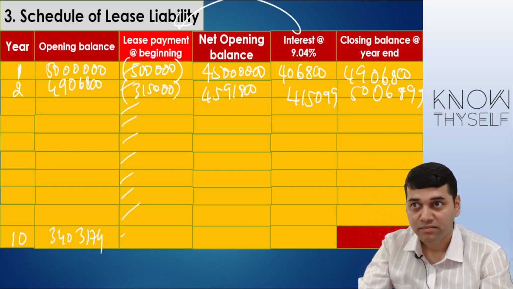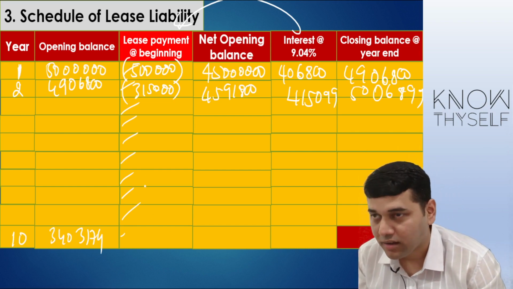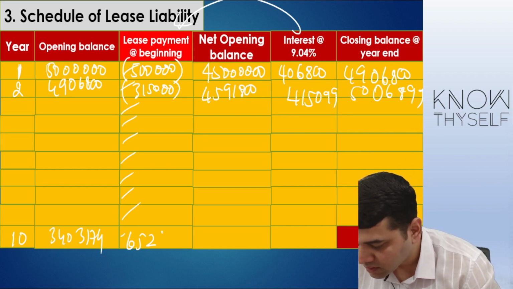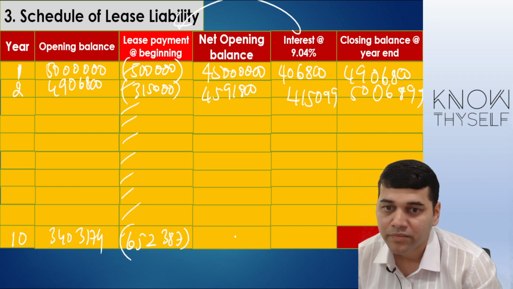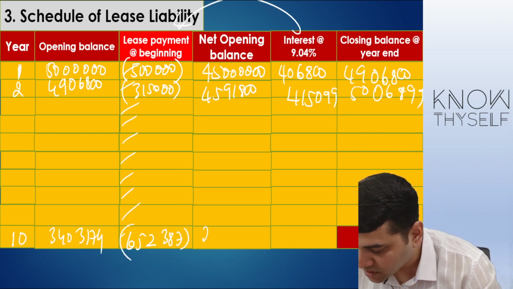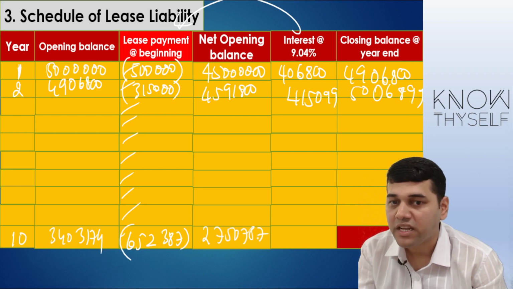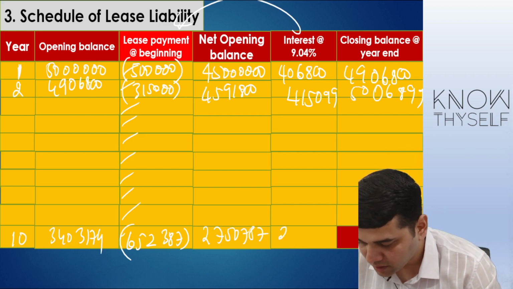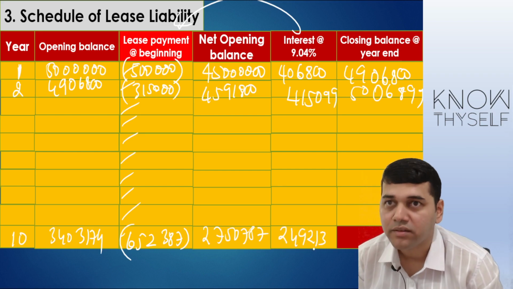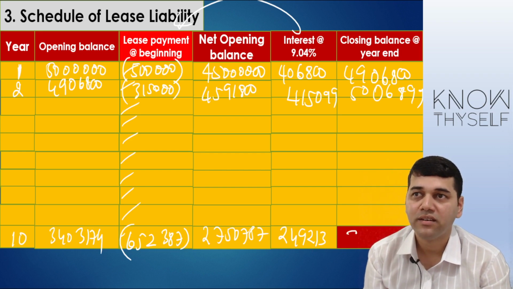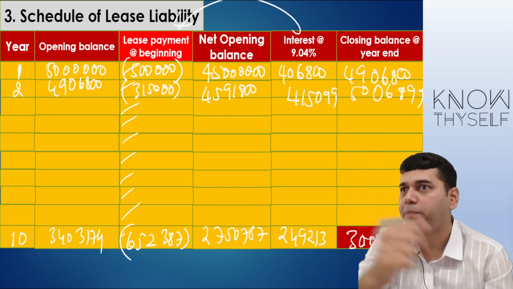Which is 9? Not 11. Okay, 6 lakh? 52,387. Then, what is my net opening balance? 27,50,787. Interest will come on this opening balance? 2,49,213. Now, what is your balance at the end of the year? 30 lakhs. This is what you need to pay.